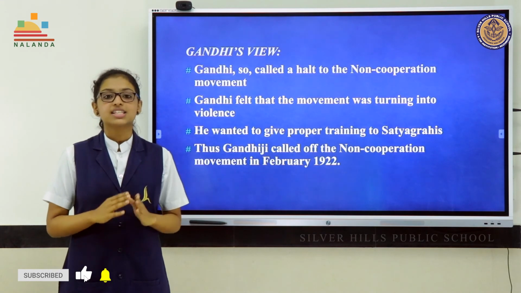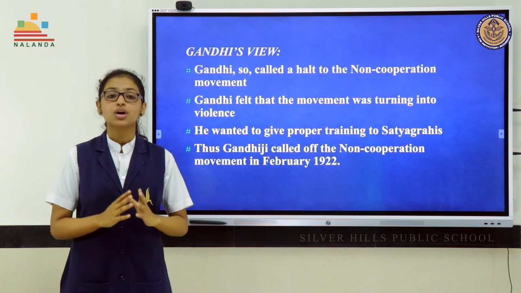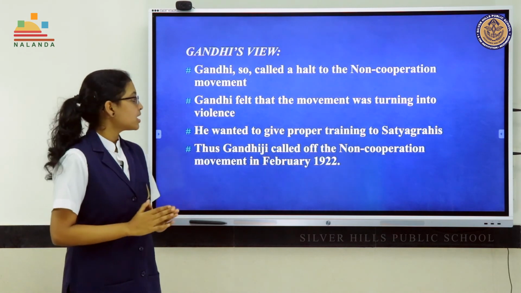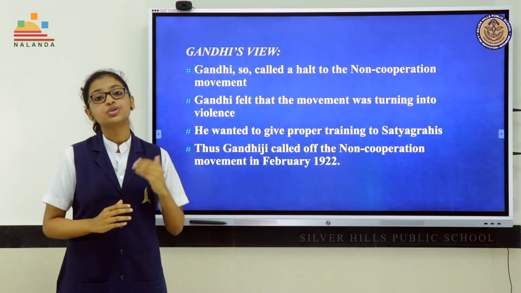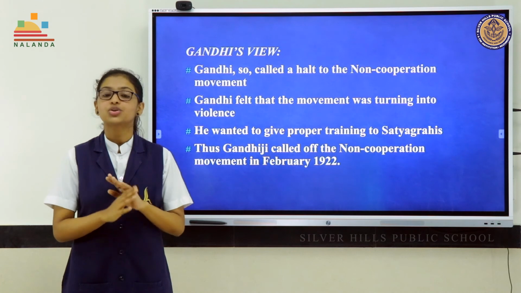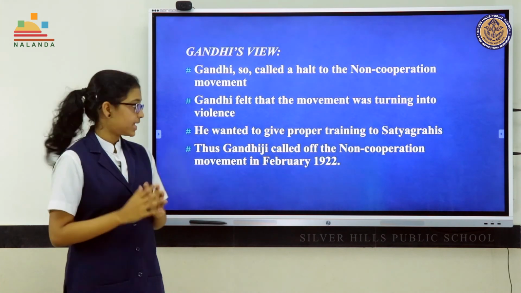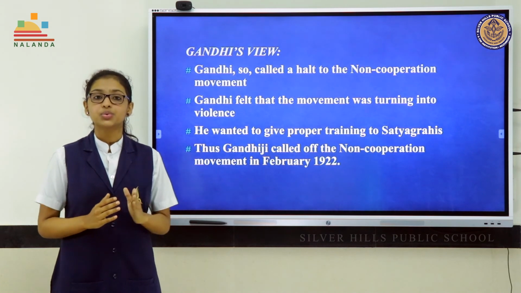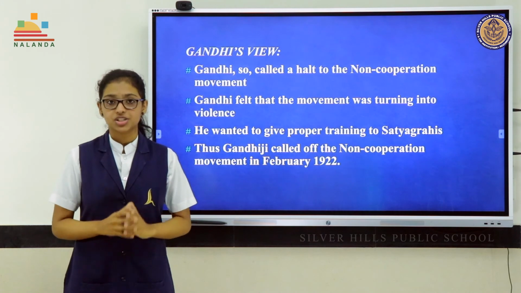Seeing all this, Mahatma Gandhi was greatly disappointed and he called a halt to the non-cooperation movement. He felt that the movement was turning into violence and also he wanted to give some proper training to the Satyagrahis, and so he decided to call off the non-cooperation movement. So the movement finally came to an end in February 1922. So this was all about the non-cooperation movement.